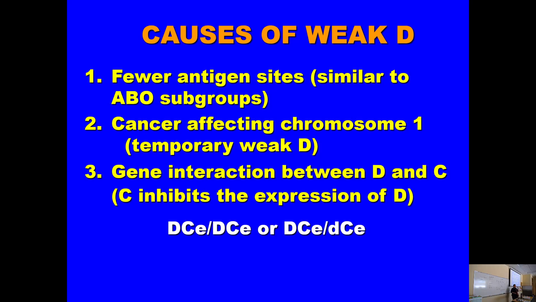Gene interaction between big D and big C. When big D and big C are sitting at that table together, big C is going to inhibit big D's expression. Okay? Big C tones big D down a little bit. And whenever there's a big C and big D together, they're always hanging together. So when they're together, you're going to tone down that big D.